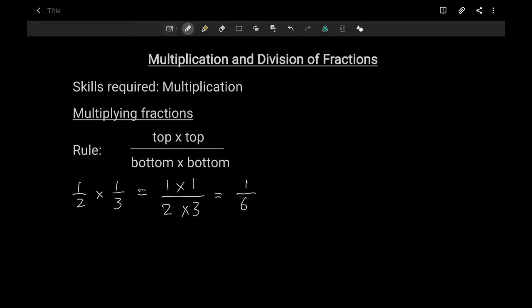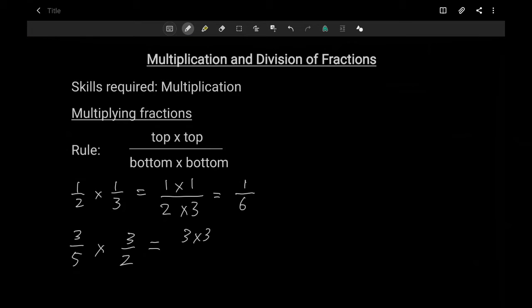Let's take a look at another example. Say we have 3/5, and I wanted to multiply that by 3/2. Again, we take a look at the rule, and it says top times top. So that would be 3 times 3 over 5 times 2, which is the bottom times the bottom. 3 times 3, you know, is 9. 5 times 2 is 10. And there's your answer, 9/10.